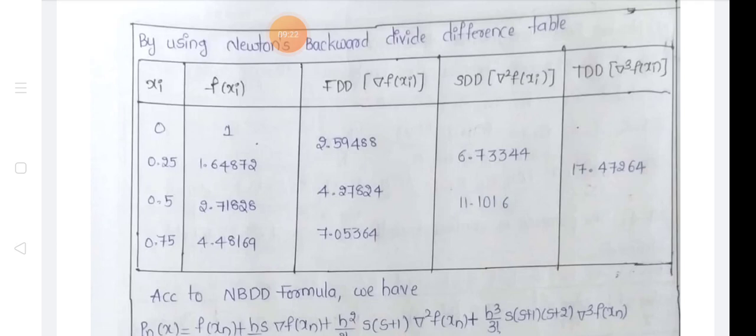Third divided difference: 11.1016 minus 6.73344 divided by 0.25 equals 17.47264.